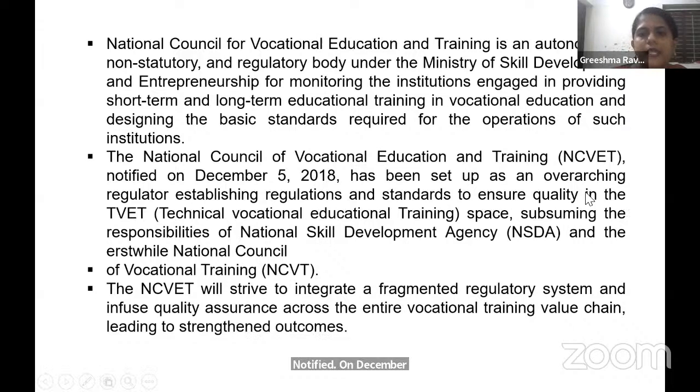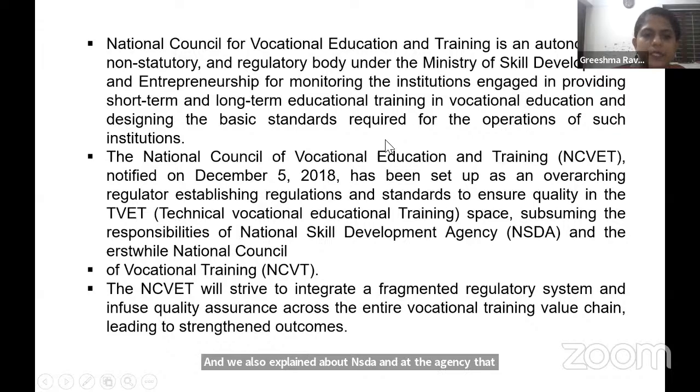And we also explained about NSDA as an agency that comes under the Ministry of Skill Development. We have discussed this in the classroom. Okay, so keep all this information in mind. What is the purpose of National Council for Vocational Education and Training, NCVET? It comes under which body, which ministry? It comes under the Ministry of Skill Development and Entrepreneurship. It was notified on December 5, 2018, and to ensure quality in the TVET. So this can be asked, what is TVET? Technical Vocational Educational Training. Okay, TVET means Technical Vocational and Educational Training.